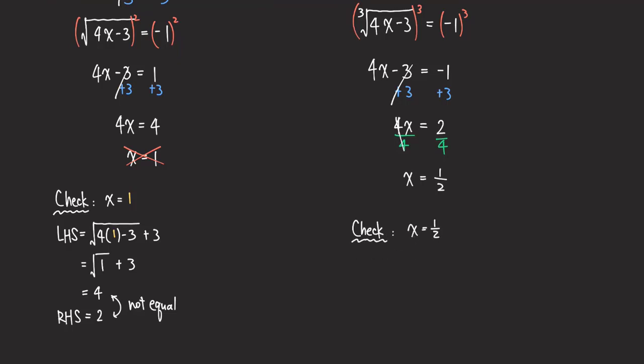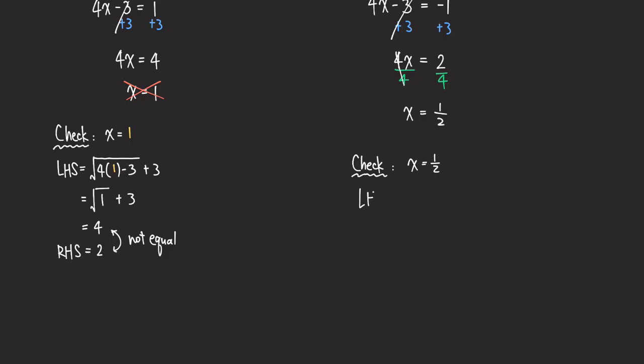So when x is equal to 1/2, the left-hand side is the cube root of 4 times the blank minus 3 and then plus 3. And so here we actually need to plug in the 1/2 in here. Now let's do the calculation. So we get the cube root of, what is that? That's 4 times 1/2. So we get 2 minus 3 and then plus 3. Then just continue with the calculation.